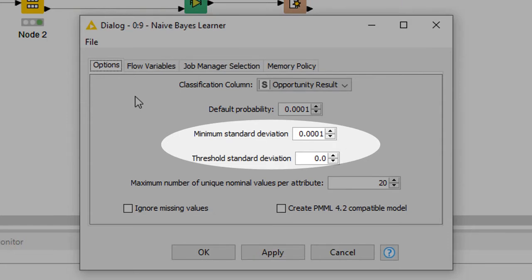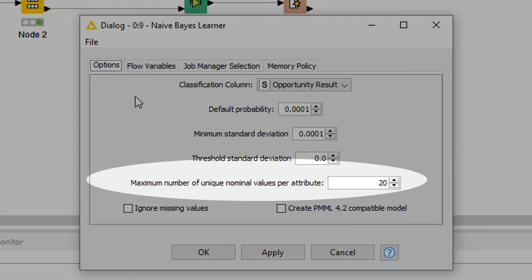The minimum standard deviation and the threshold standard deviation function in a similar way. If you don't provide a sufficient amount of data such that you have a reasonable standard deviation, this is the minimum value you have to have before that column could be considered predictable. And for the threshold standard deviation, the value has to be positive, and if it's not met, then the minimum standard deviation is going to be used. So that's how those two columns tie together.